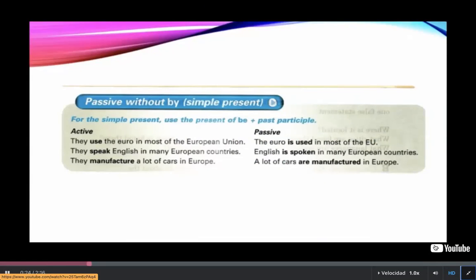Active. They use the euro in most of the European Union. Passive. The euro is used in most of the EU. Active. They speak English in many European countries. Passive. English is spoken in many European countries. Active. They manufacture a lot of cars in Europe. Passive. A lot of cars are manufactured in Europe.